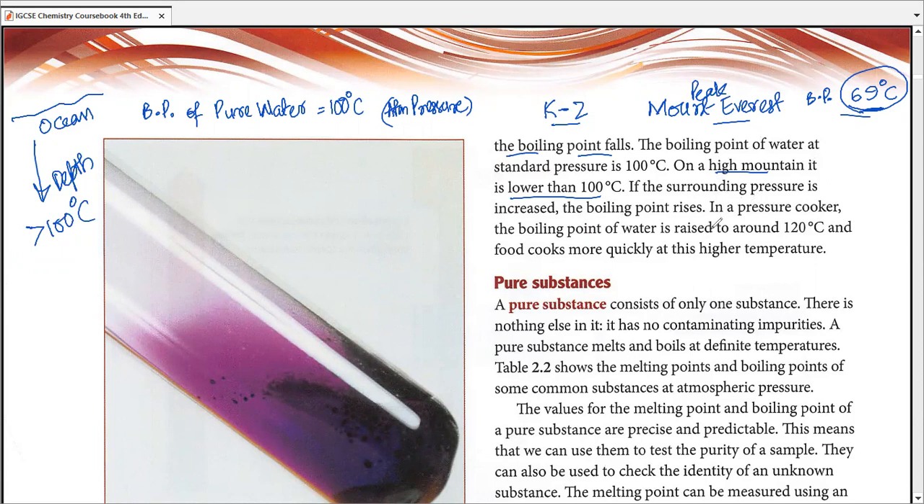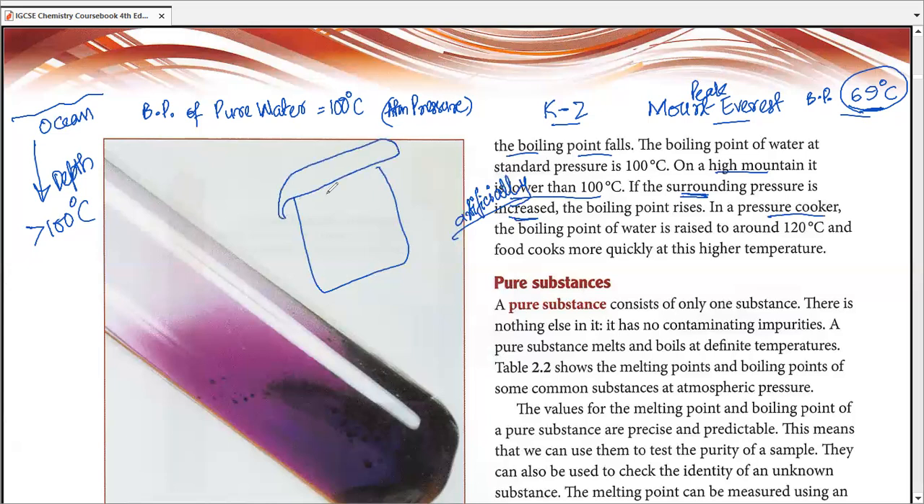Good, good. So if the surrounding pressure is increased, and that we can do artificially, right? And we do it in a pressure cooker. I hope you're familiar with the name. It's being used in the kitchen. Usually it's a little bit scary for the kids, but moms or maids use it with much ease.